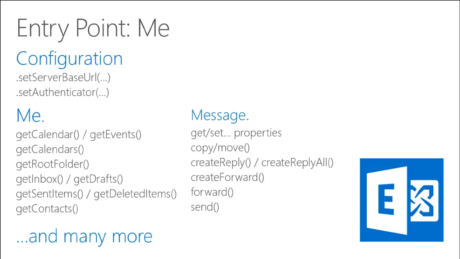As you get further into it, let's say you do get messages and you get an individual message, you have methods like create reply or get a property or get recipients, send. So I'm actually going to show you an app that sends an email. Me is our key entry point. You also need to know about configuration because we use the configuration class to set things like the access token and the server URL that you're going to be calling up against. So that's the second point for Exchange. Your entry points are the configuration class and the me class.